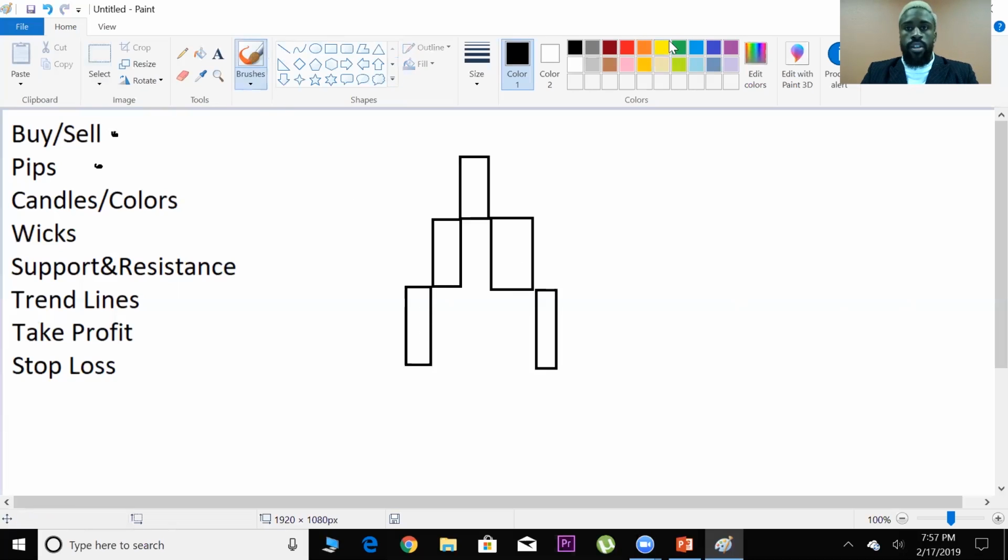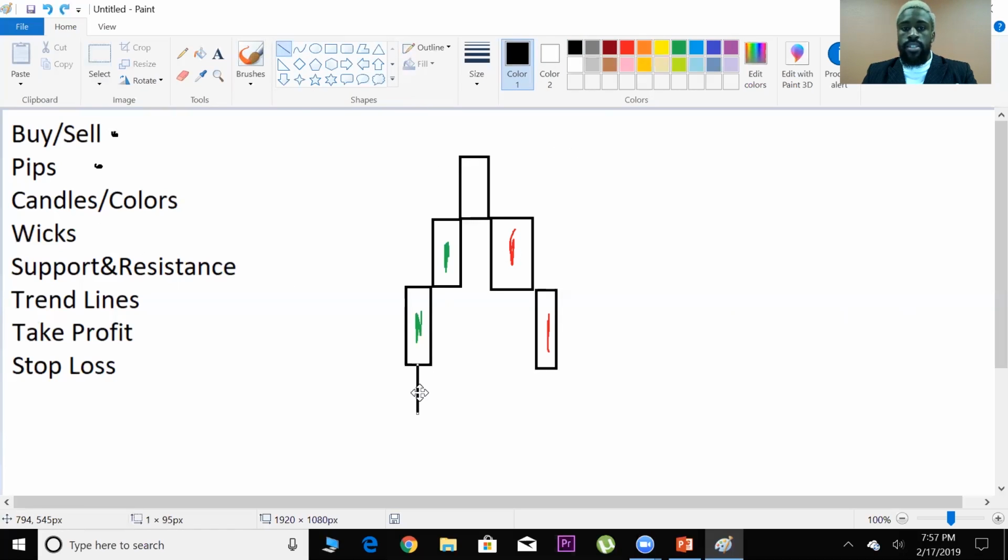So when the market is green, that means that the market is moving up. And when the market is red, that means that the market is moving down. And then we have another thing called a wick. A wick shows you what is happening inside the market right now. I want you guys to think of a wick like a rocket.